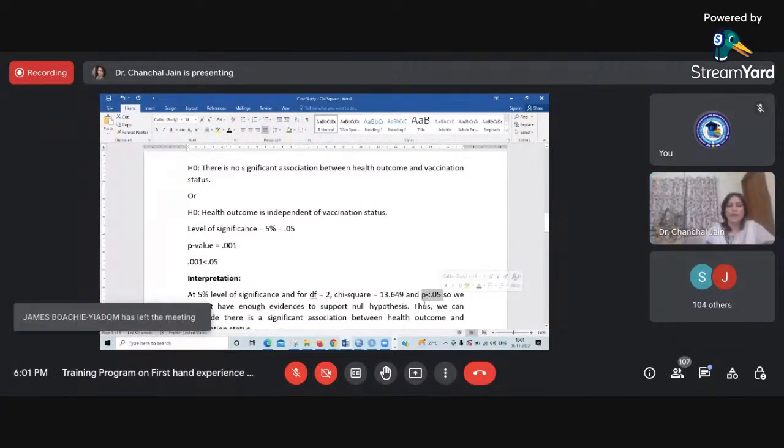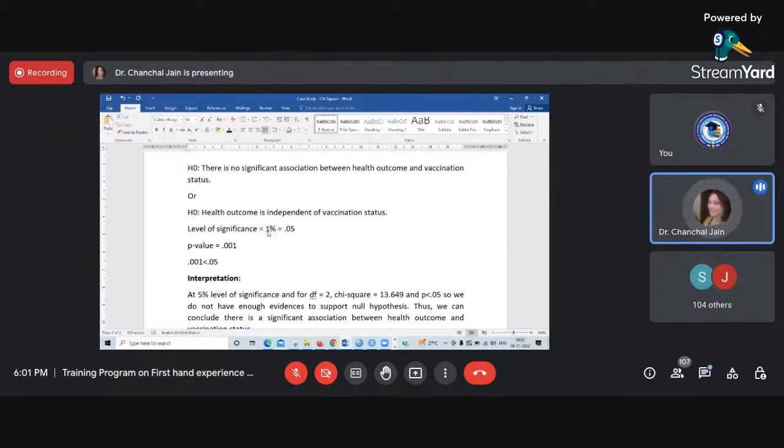Yes, ma'am. Suppose you have set here 1%, that means you are very confident that your data will not reject the null hypothesis when it is true. So that means we have set the level of significance at 1%. In that case, you will compare your p-value with that, and accordingly you need to write it. Is it clear now?